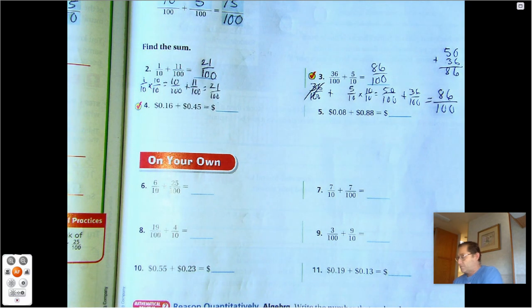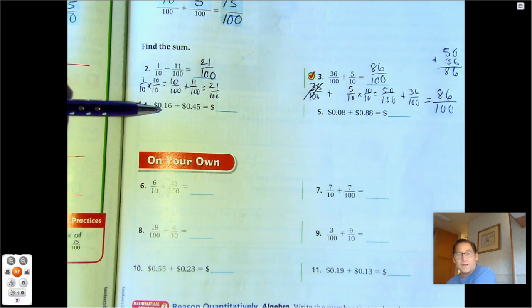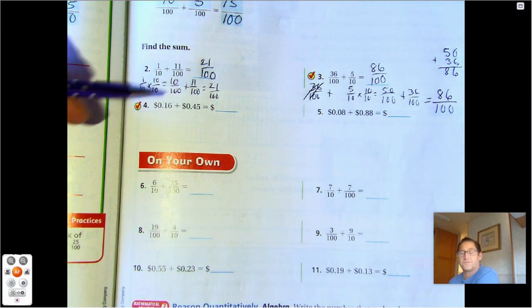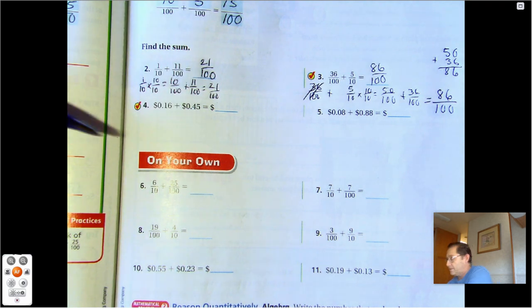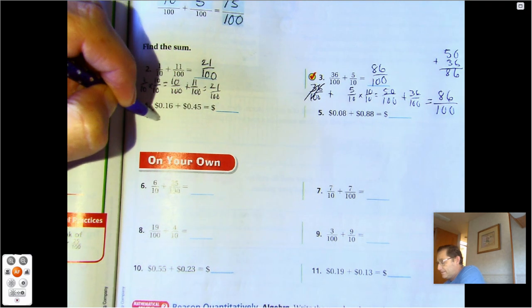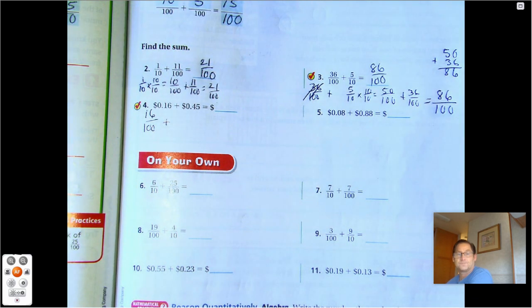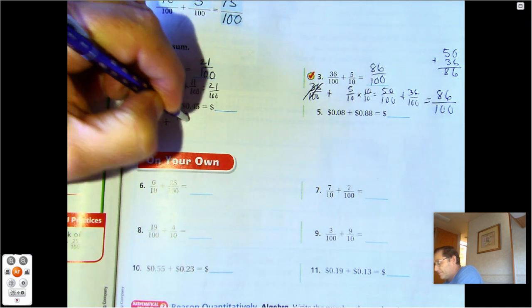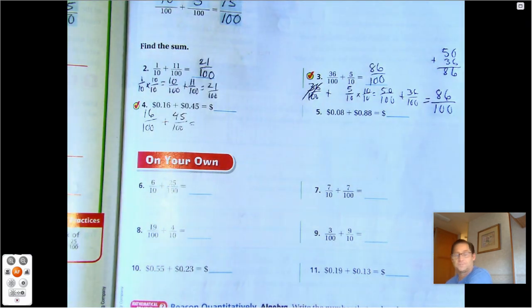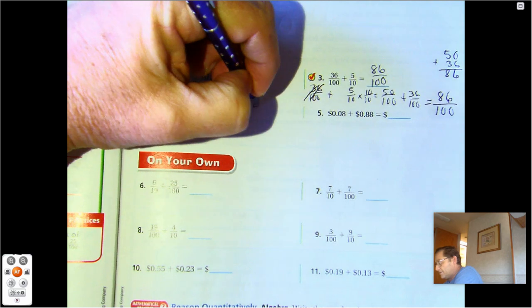All right. So again, we're practicing just changing these into fractions so we find common denominators. So 16 hundredths of a dollar and 45 hundredths of a dollar. So 45 plus 16.